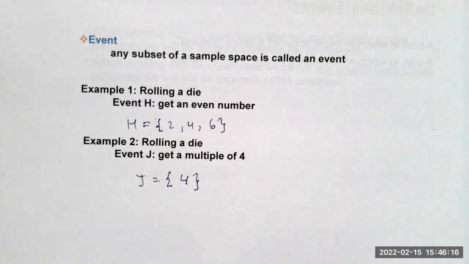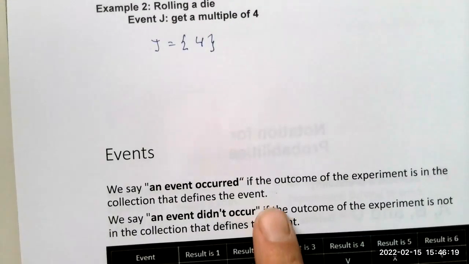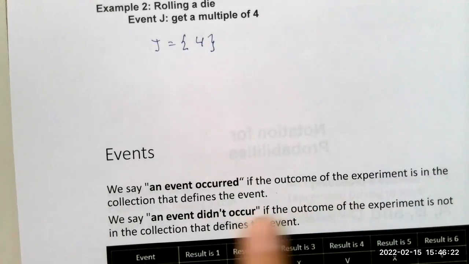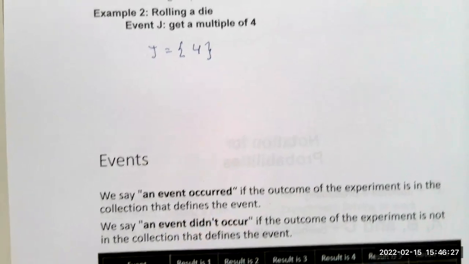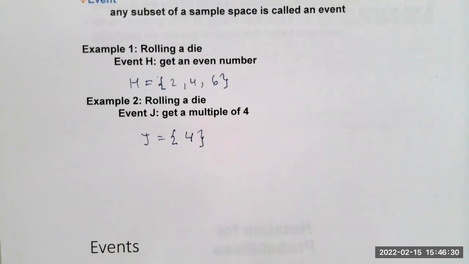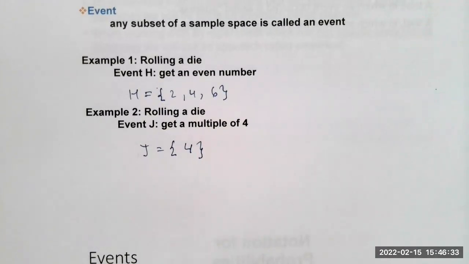We're going to say that an event occurred if the outcome of the experiment is in the collection that defines the event. So for example, I bet that when rolling a die, I get an even number. So if I got any one of these numbers, event H occurred. If none of these numbers were rolled, then event H did not occur. For example, I roll a die and I get a 3. I'm going to say event H did not occur. I did not win my bet.